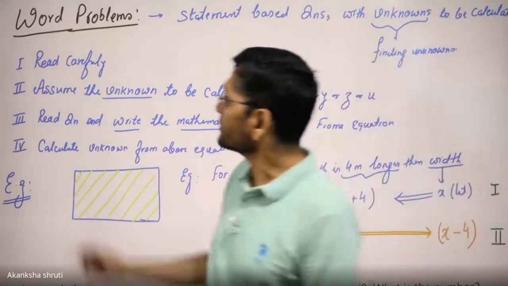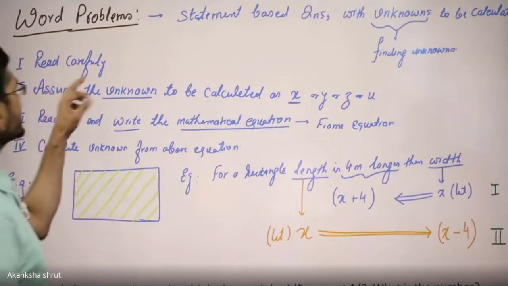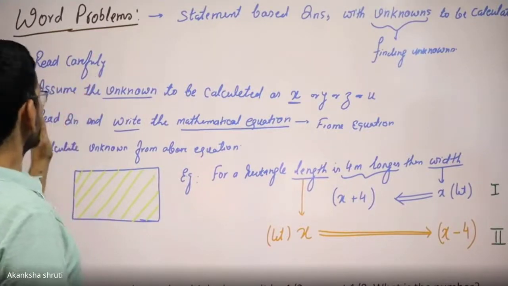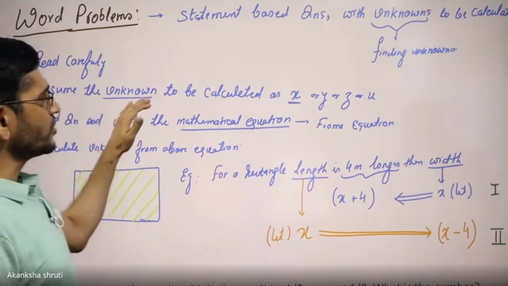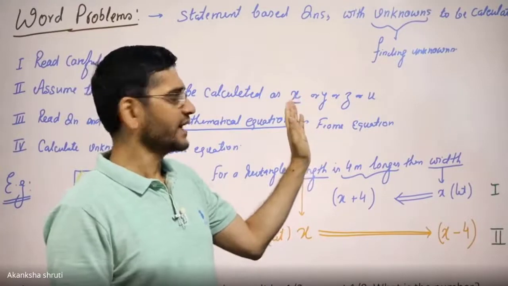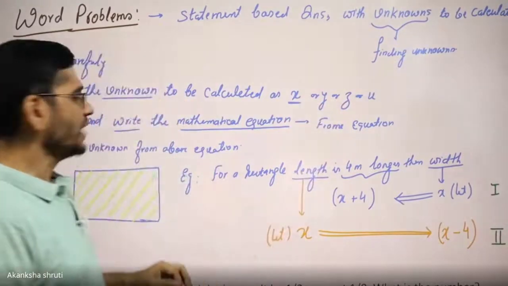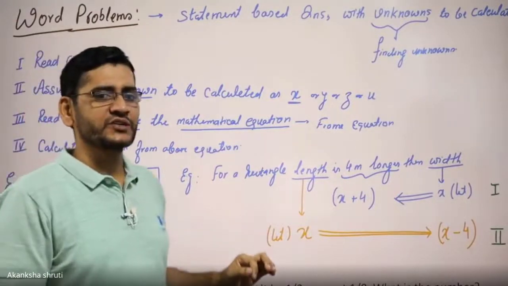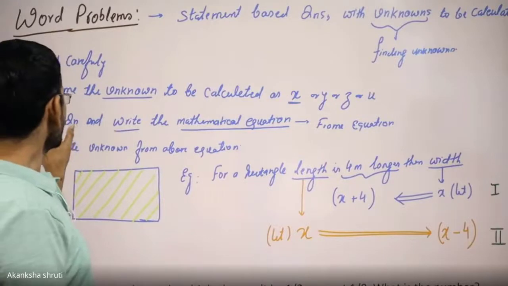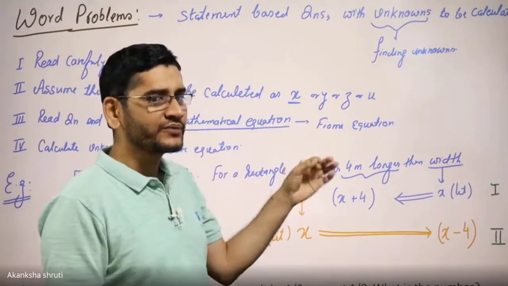So students, in a word problem, the first thing is you must read the complete question carefully. Then whatever unknown has to be calculated, assume that as x. You may assume other variables, say y or z, but since you have to learn about one variable, it is better to use only one variable. Then read the question again part by part so that you can frame the equation.